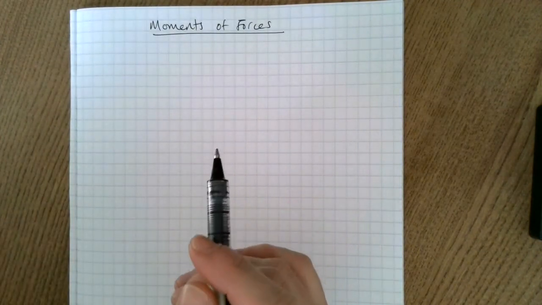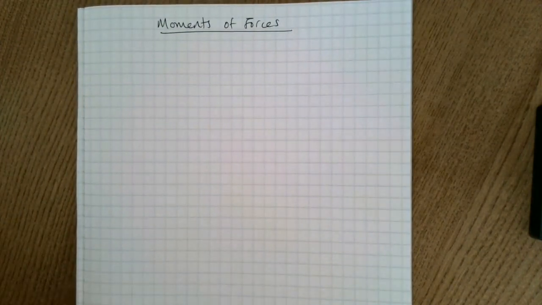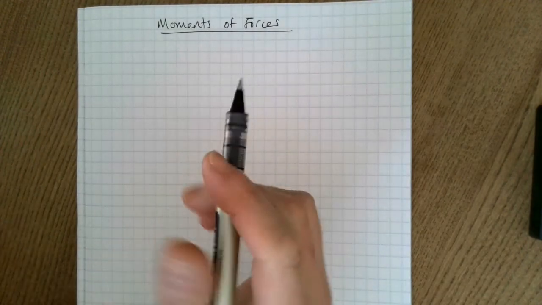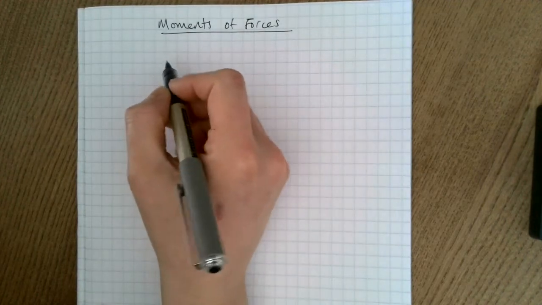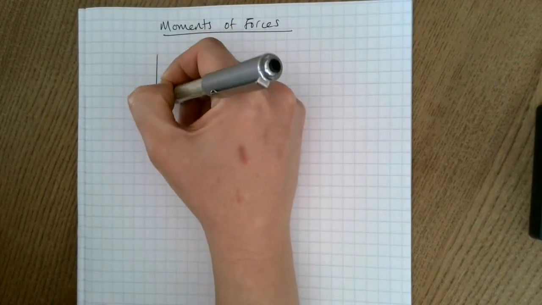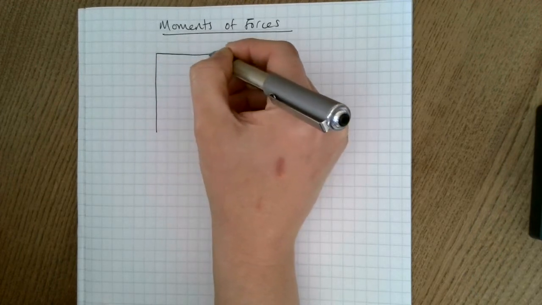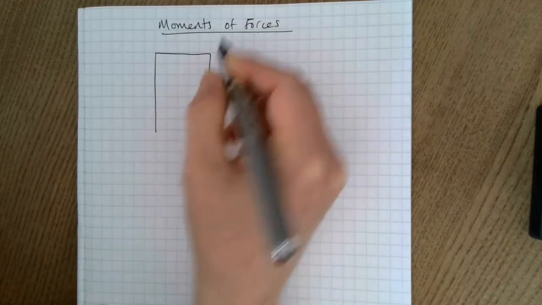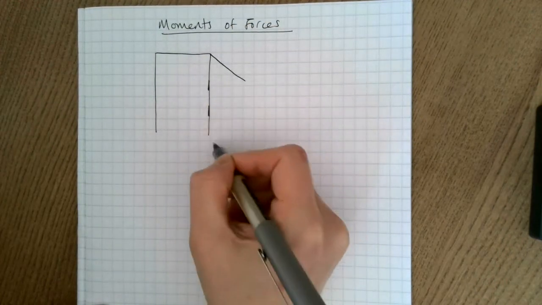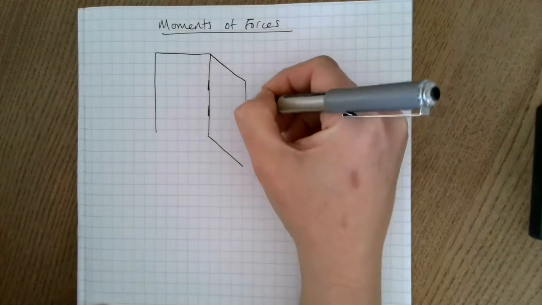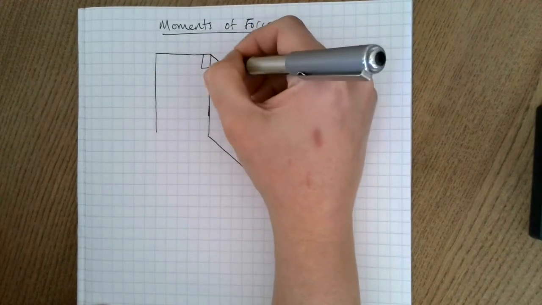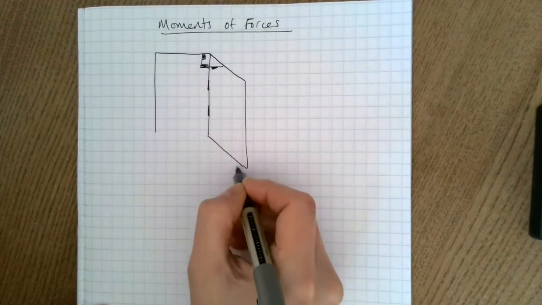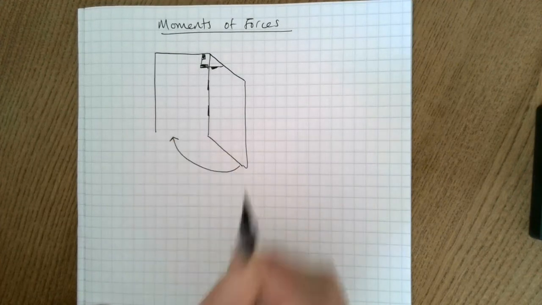A moment of a force is the turning force, like the turning effect of a force. So if we think about a real life example, one of those fire escape doors, excuse my terrible drawing, there's some hinges, and then if the door was being held open, it's got one of those things on it that automatically shuts a fire escape door. So it's trying to pull it shut that way.